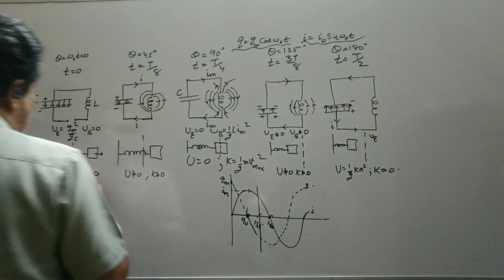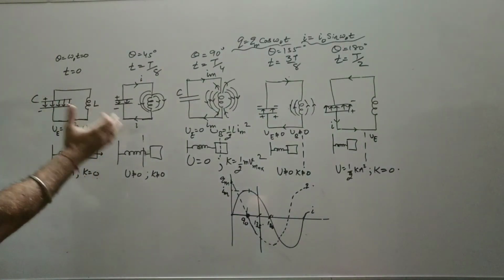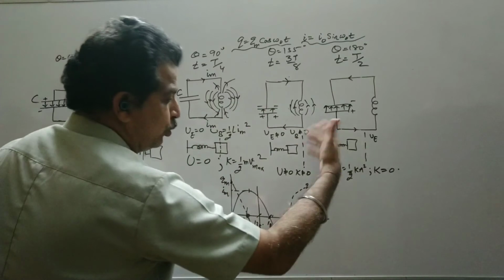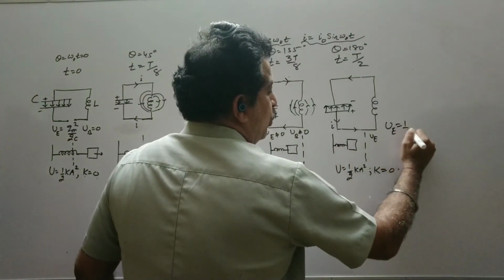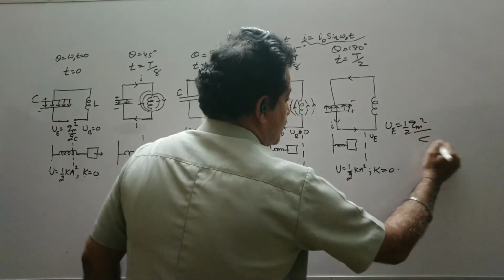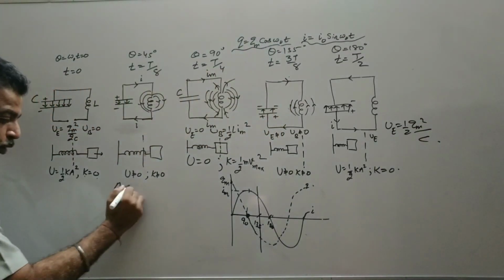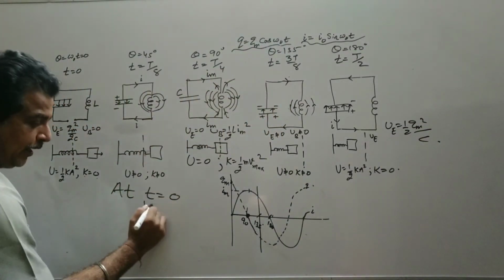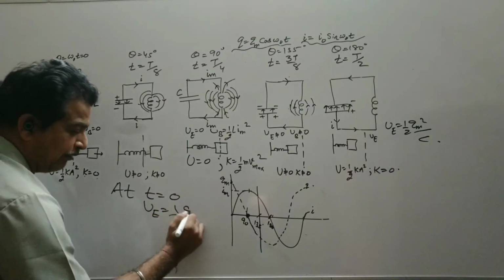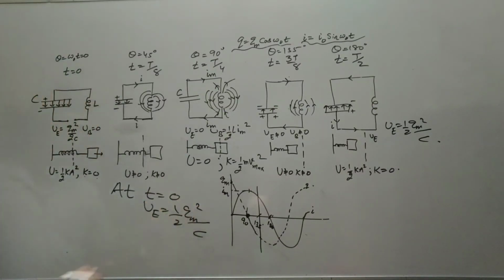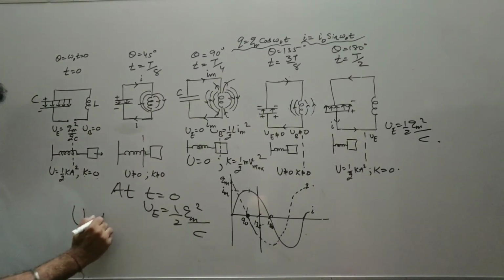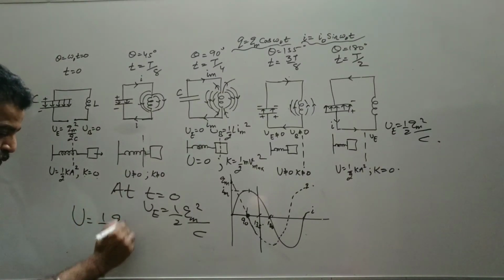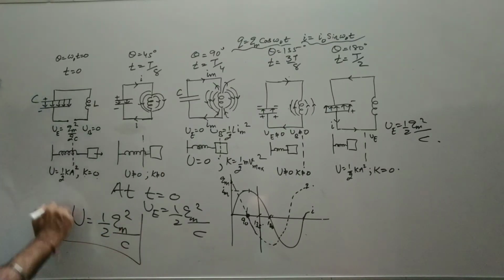So the energy is converting from electrical to magnetic, then magnetic to electrical again, and here the electrical energy will be equal to half Qm square by C. So at t equal to 0, the electrical energy is equal to half Qm square by C. And at any time, the total energy of the system will remain equal to half Qm square by C, because energy can neither be created nor destroyed.